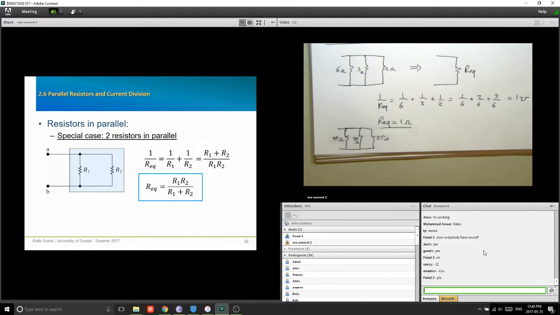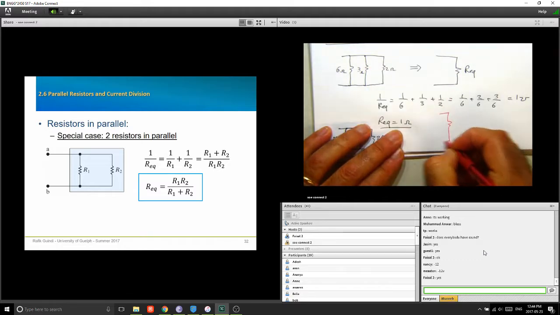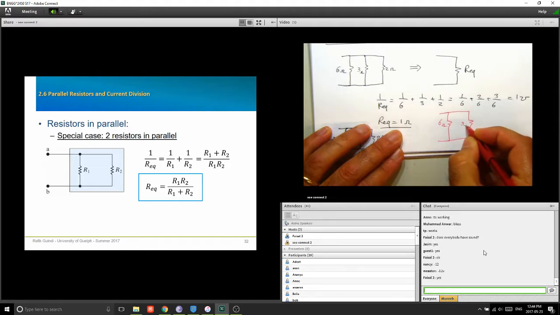Now, this is very helpful when you have two resistors in parallel and you want to find R equivalent. I'm going to apply it here. Let's take 6 ohm and 3 ohm. R equivalent equals product over sum: 6 times 3 over 6 plus 3. So how much is that?